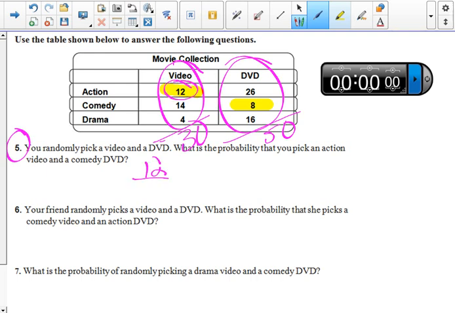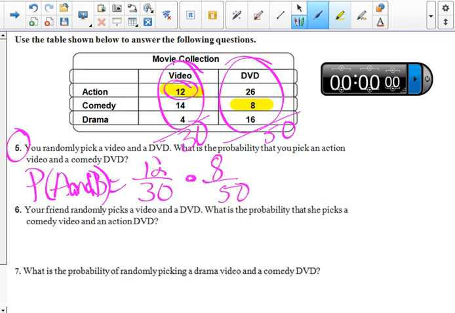So it says, what's the chance of drawing an action? So it's going to be 12 over 30 times, and we could say P of A and B. I probably shouldn't use an ampersand. I should probably write A and B. All right, 12 over 30, and then 8 over 50. Okay? And that's how you set these up. When you finish, it comes out to approximately 0.064, which is about 6%. Okay.